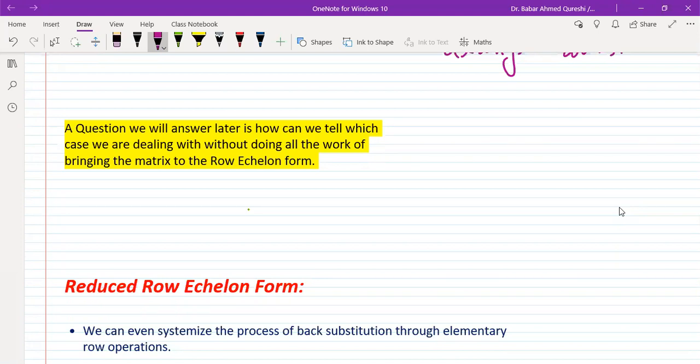And finally, you will get to know what the solutions are, or you will get to know that there are no solutions, once you hit the echelon form. Echelon form has the full information.